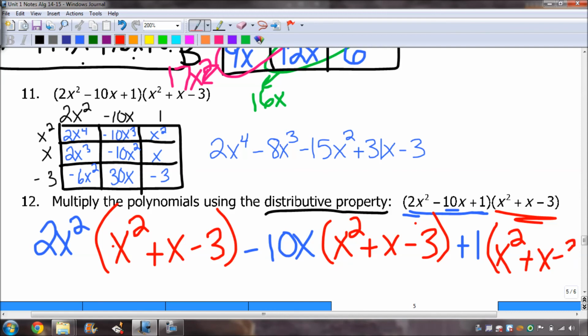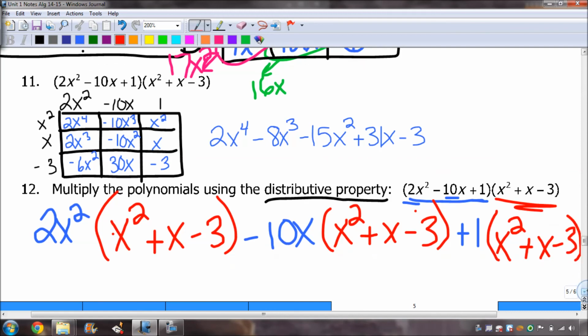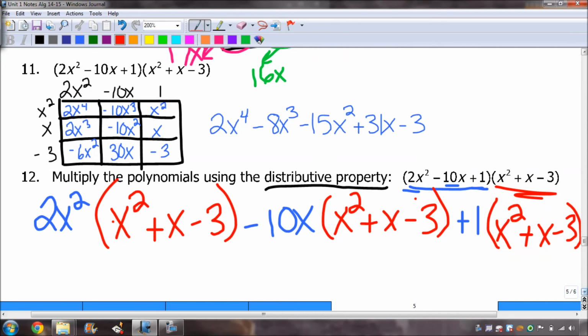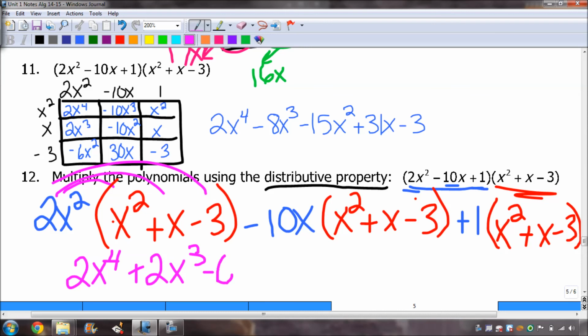All right? And then once I've done that, the rest is easy. I just have to do my distributing. So let's go ahead and do our distributing right here. So the first term, you end up getting 2x to the 4th power, right? And then here you get 2x to the 3rd power. And then lastly, you end up getting 2x squared times minus 3, which gives you negative 6x squared. All right? Notice how everything in this column lines up with everything that we have right here.